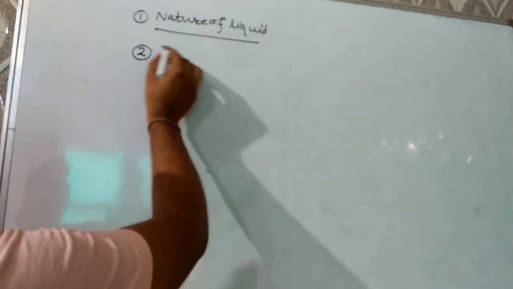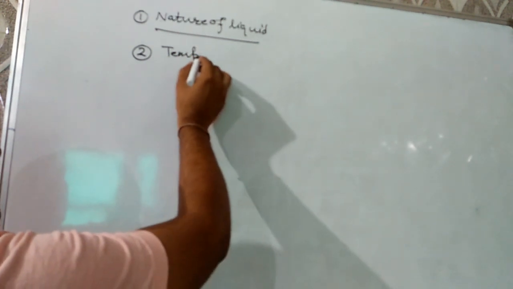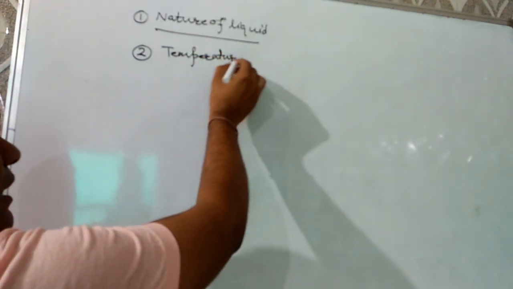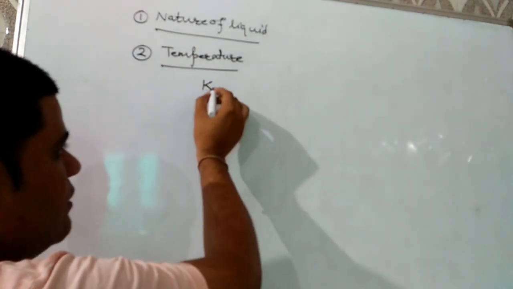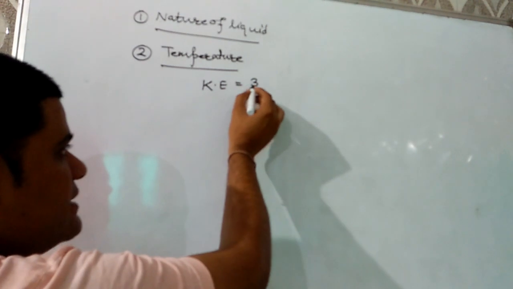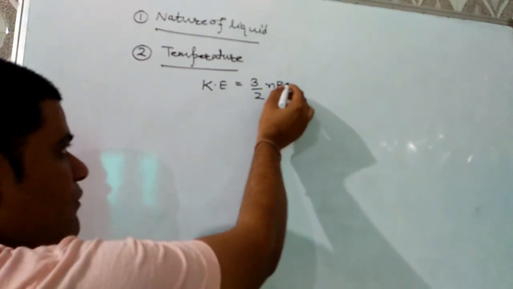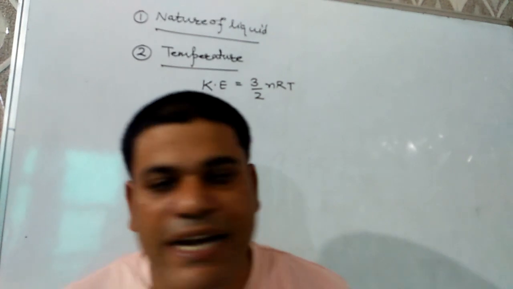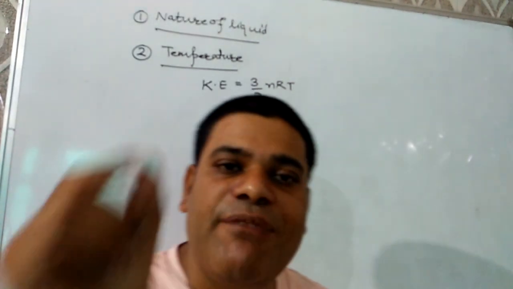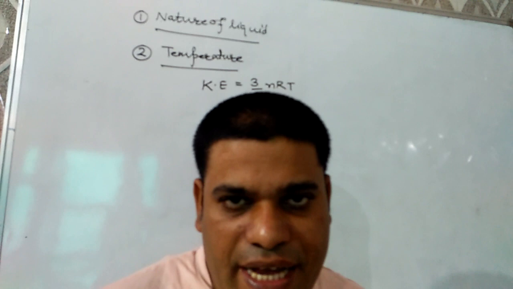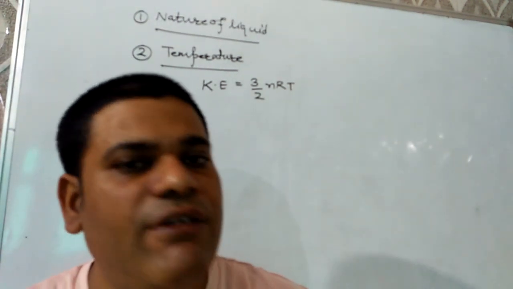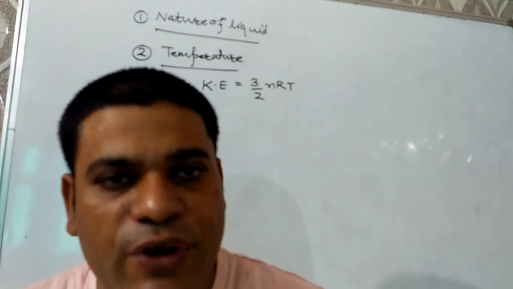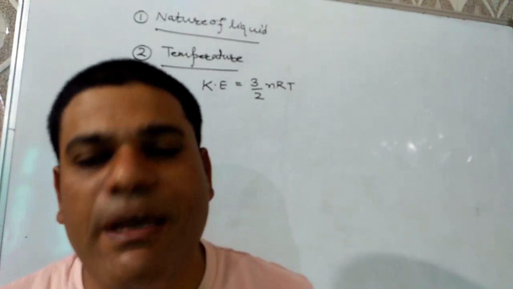Second factor is temperature. In the last few lectures we have discussed that the kinetic energy of any gas molecule is directly proportional to temperature, and the formula is kinetic energy equal to 3/2 nRT. Hence, the higher the temperature, the more the kinetic energy, so more molecules will escape, hence more evaporation. So we can say that evaporation is directly proportional to temperature.